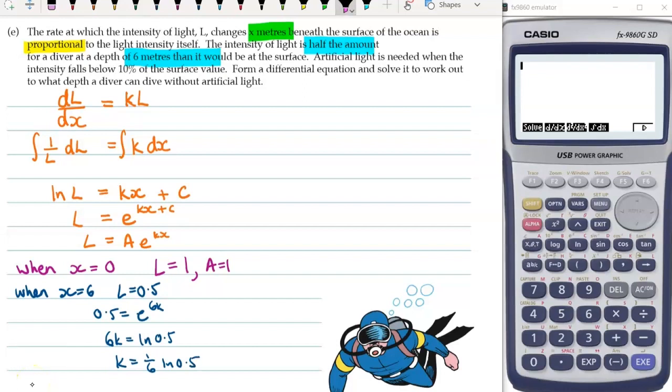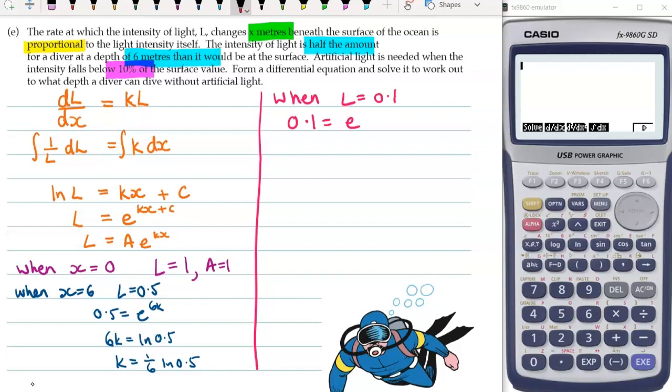Then finally, let's work out when we hit the 10%. I'm going to carry on over on the right hand side now. So when L equals 0.1, we're going to have 0.1 equals a e to the kx, where a was 1. And then we do e to the k, which is 1/6 natural log of 0.5 times x. Actually, let's write that out in full, just to make it clear that the x is not part of the natural log.